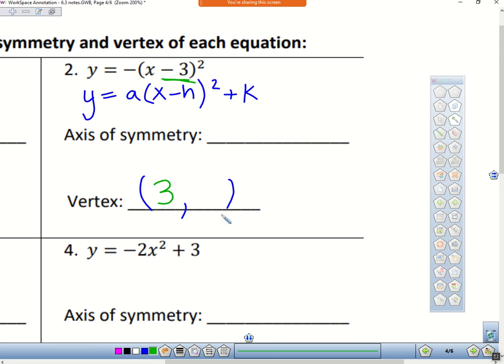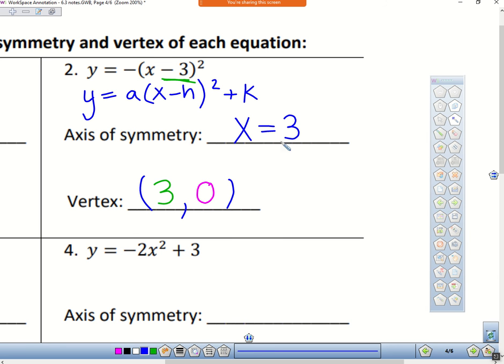Positive 3. Okay. Now, what do you notice about k? Is there a k in our equation? No, so this would just be 0. If you don't have a k, it's 0. And the axis of symmetry is always x equals the first coordinate of your vertex, which is 3. Does this make sense so far? It's really just a visual thing right now. There's not any math involved, it's just visualizing it.